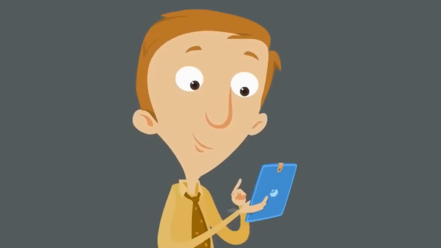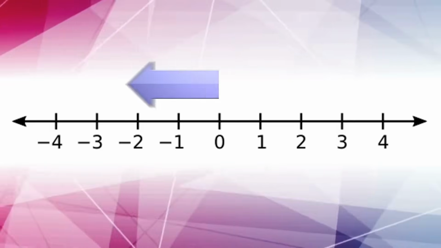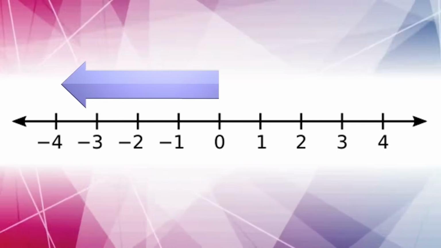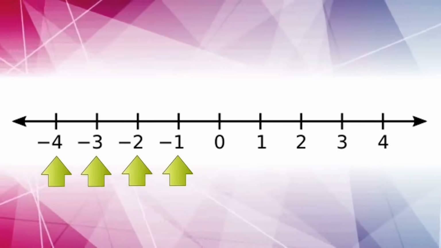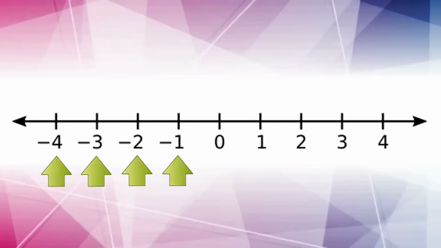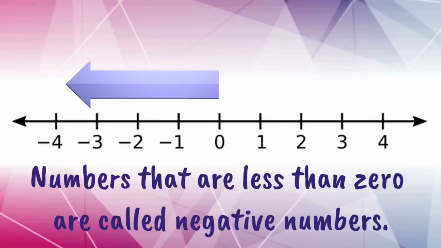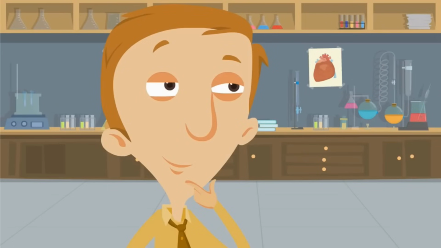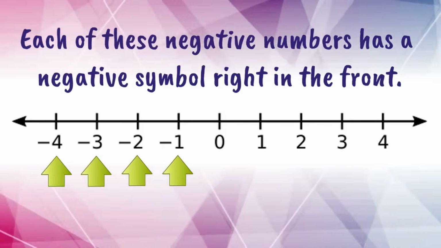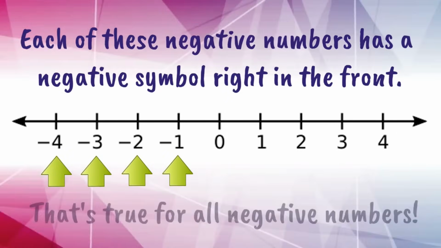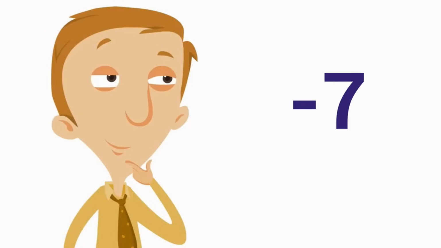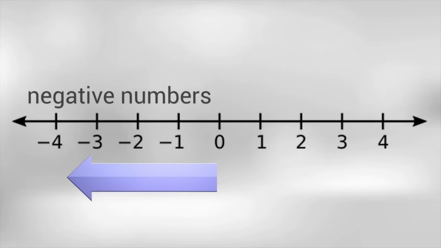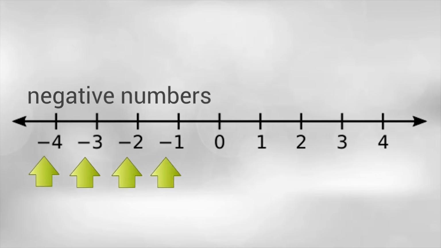Yeah. Now, here's something interesting. 0 is not the smallest number. Numbers can go lower than 0. I mean, 0 is in the middle of this number line, which means all of these numbers are less than 0. Numbers that are less than 0 are called negative numbers. Negative numbers, that's what they are. Now, you might have noticed each of these negative numbers has a negative symbol right in front. That's true for all negative numbers, so they're really easy to spot. So numbers that are less than 0 are called negative numbers, which makes sense. They have this negative sign in front of them.